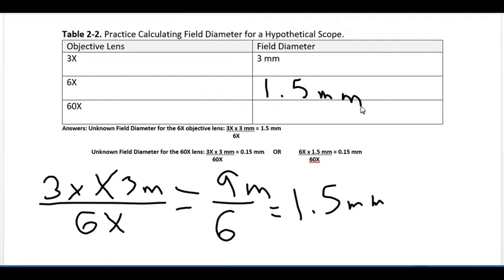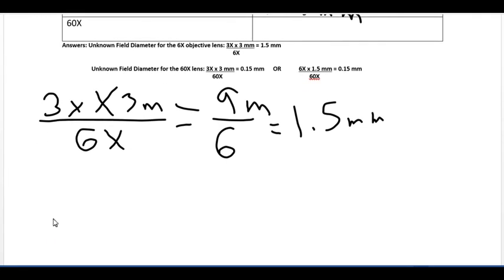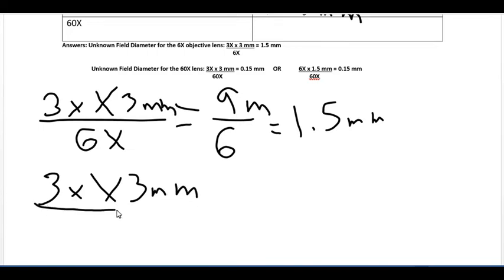Now for the next one, again, stick with that known objective lens that you have here and that known field diameter. So just keep it at 9 at the top. That way you're not fussing around with trying to figure out which two things to multiply together. You always keep the top two and multiply that. Then you would simply take that same set of values in the top, so the 3 times the 3. And I should correct that. That's millimeters, not meters. But now I'm dividing it by the next objective that I'm solving for. And here we have 60x.